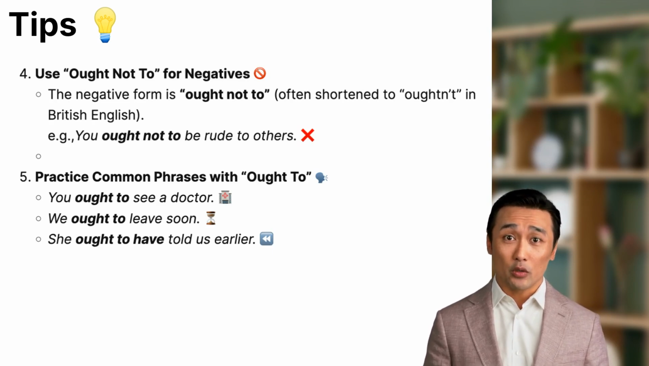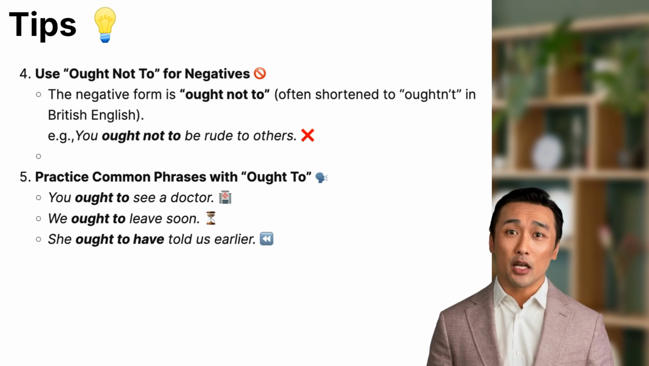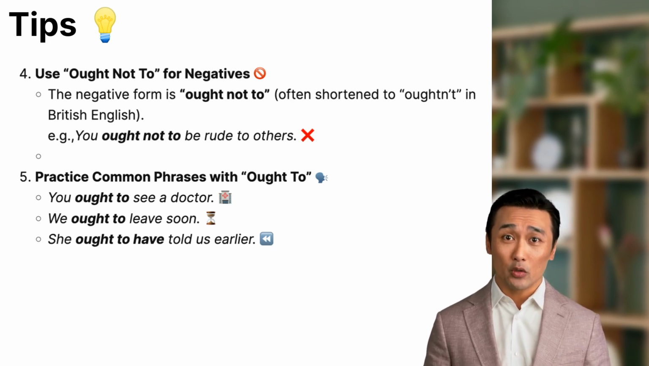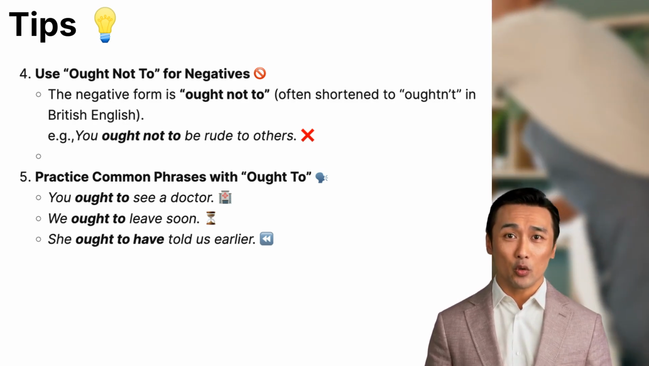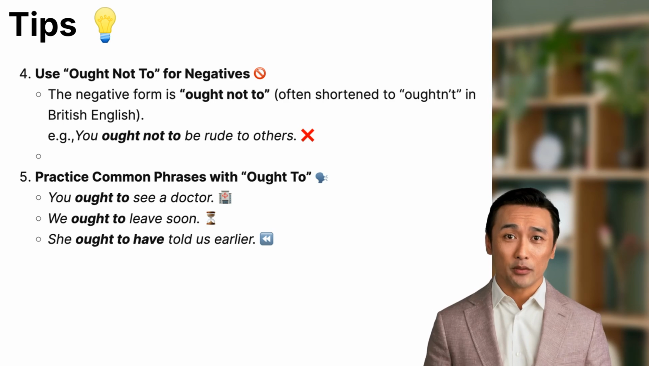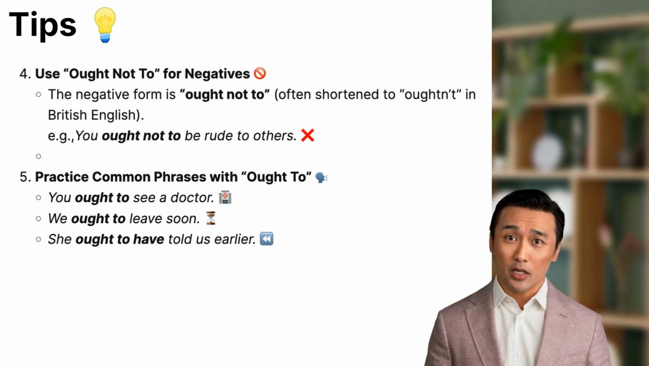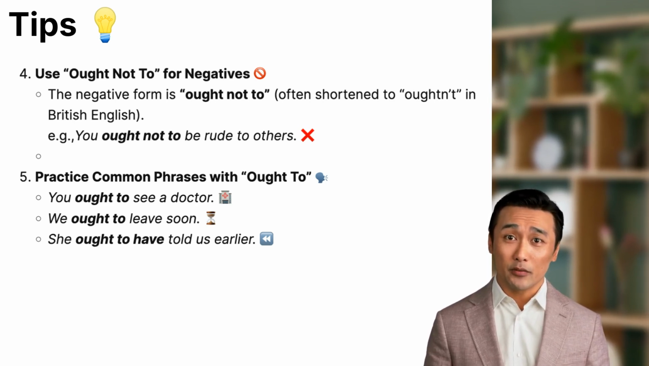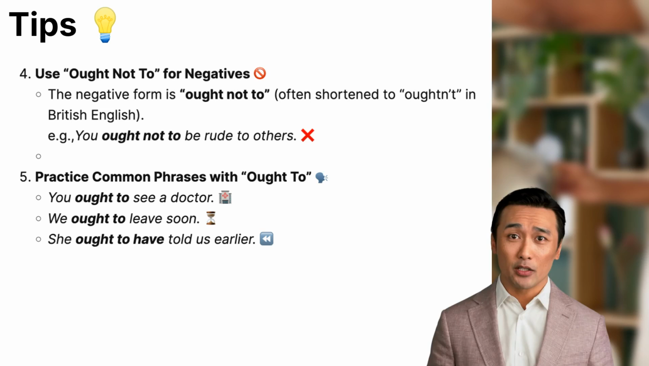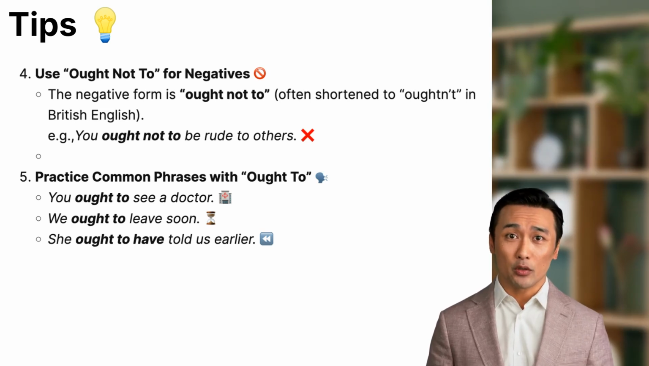4. Use ought not to for negatives. The negative form of ought to is ought not to. In British English, it is sometimes shortened to oughtn't. Example: You ought not to be rude to others. It is wrong to be rude. More examples. He ought not to waste so much time. We ought not to ignore safety rules. If you want to advise against something, use ought not to.